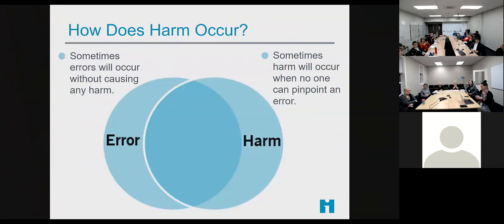We do have errors that occur that don't cause harm. We call them near misses, and from those near misses, we can learn a lot. If we find out why we had a near miss, we can hopefully stop it from becoming harm. Sometimes harm will occur, but we will not be able to identify what the error was. The majority of the time, error results in some sort of harm to our patients. And as long as we're causing any of our patients any harm, it's not good enough, and we need to continue to look at it, adjust, and figure out what we can do differently.